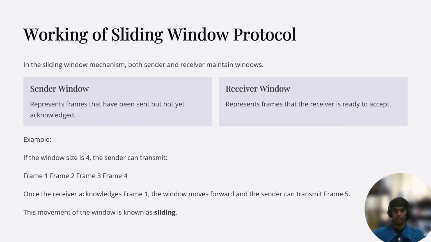So we can summarize by saying that once the receiver acknowledges frame 1, the window moves forward and the sender transmits another frame. This movement of the window is known as sliding.